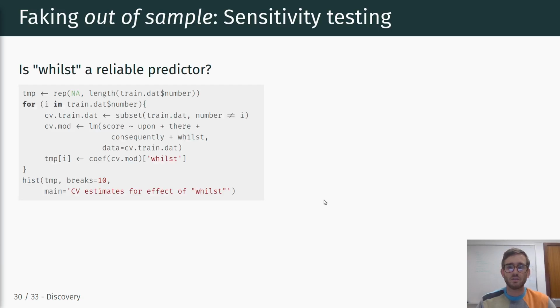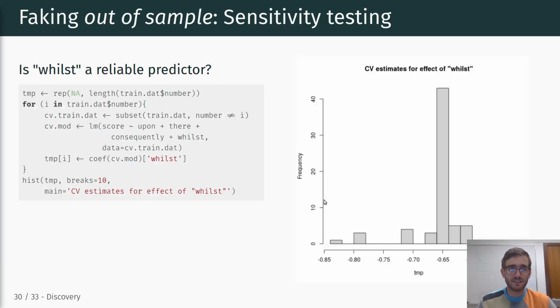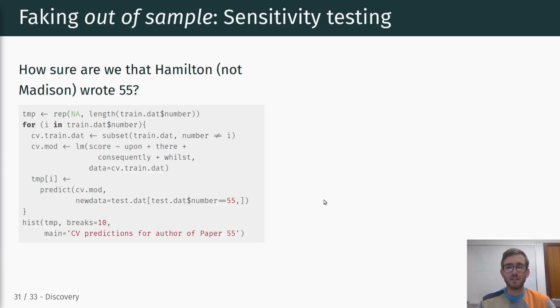One thing is to look at sensitivity testing, so examining specific predictors, leaving out some of the documents, and examining how the coefficient for one specific predictor changes over individual cross-validation sets. And again, we can talk more about this in our next Q&A session.